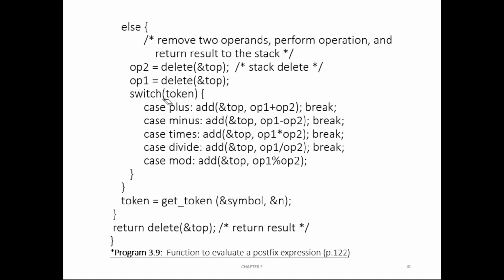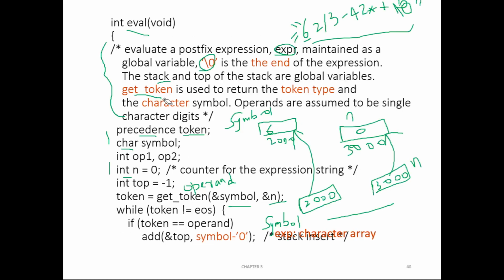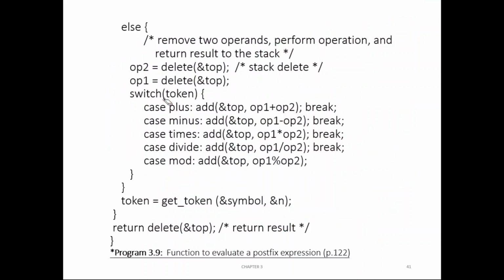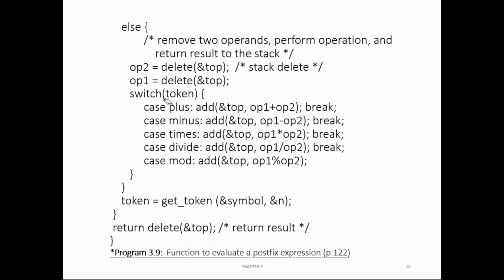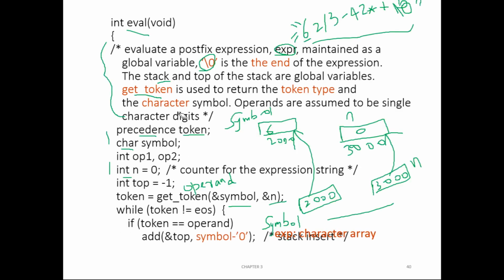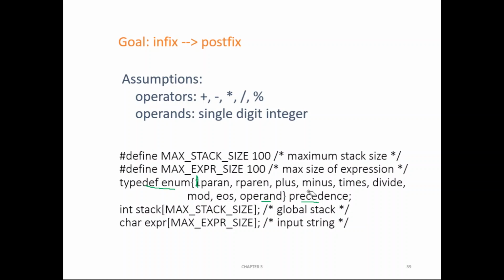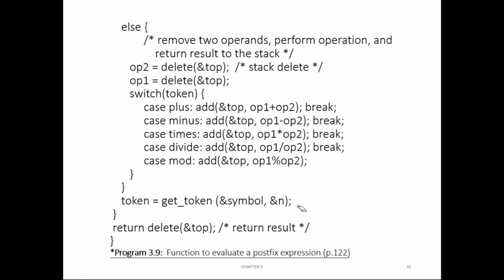Then whatever the token recently read, we will do this only if it is an operator. So in that case, token will be an operator. Then switch on token. If it is a plus, so this plus is defined here in the enumerated data type, plus, minus, all these things. If it is plus, you can directly add. You need not write a function for this. You can directly say operand 1 plus operand 2 and push that to the top of the stack.